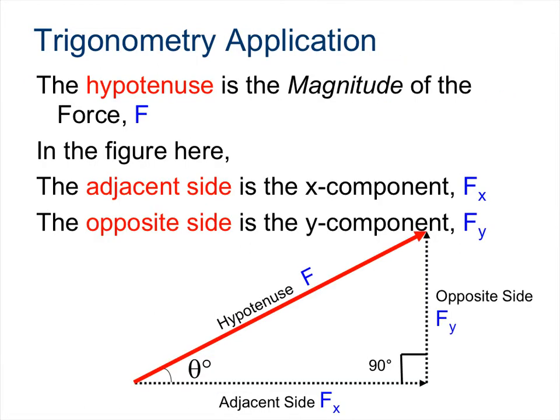Now, how does trigonometry apply to the study of forces? Well, the hypotenuse is always going to represent the magnitude or size of the force. We'll call that F. In this particular figure down below, you can see that the adjacent side is going to represent the x component, which is the force in the x direction. The opposite side is going to represent the y component, the force in the y direction.